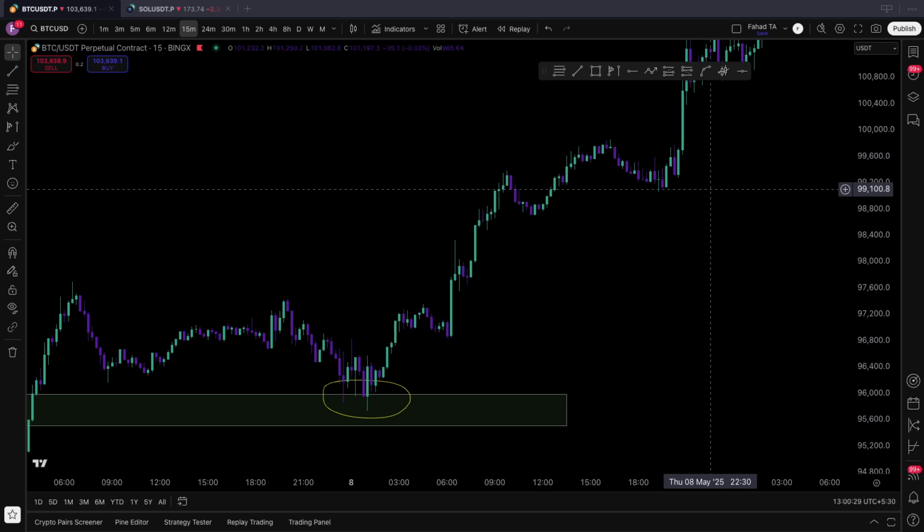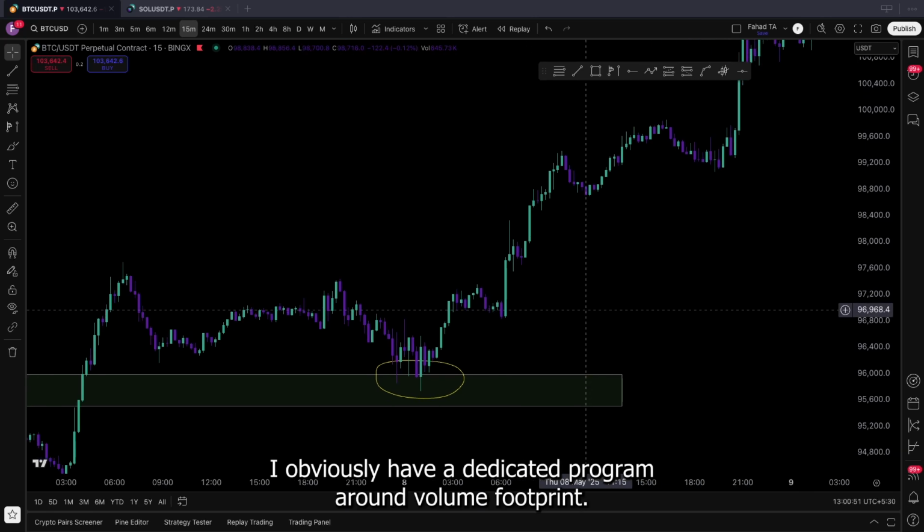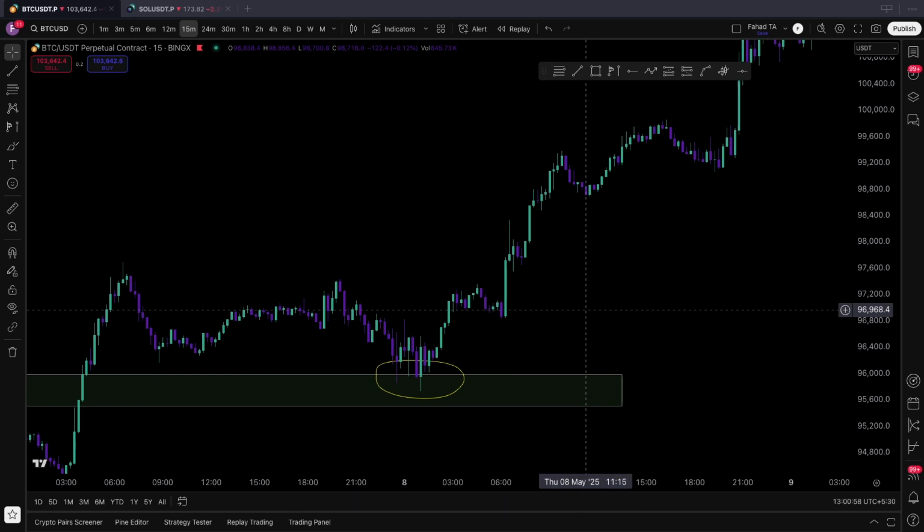So these were the 3 pointers that I wanted to share with you guys. Again, I'll try to keep it as simple as possible. Obviously the third pointer, which was about volume footprint, was not for beginners, because it needs some understanding of how volume footprint works, what the data looks like, what the different numbers mean, and how you are supposed to trade them. If you're interested in learning about that, I have a dedicated program around volume footprint. You can learn everything right from a beginner's perspective till advanced level trading.